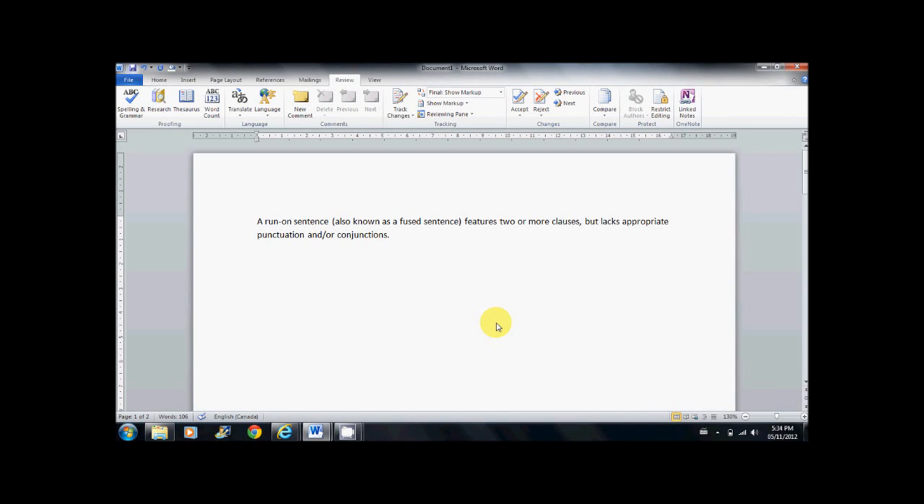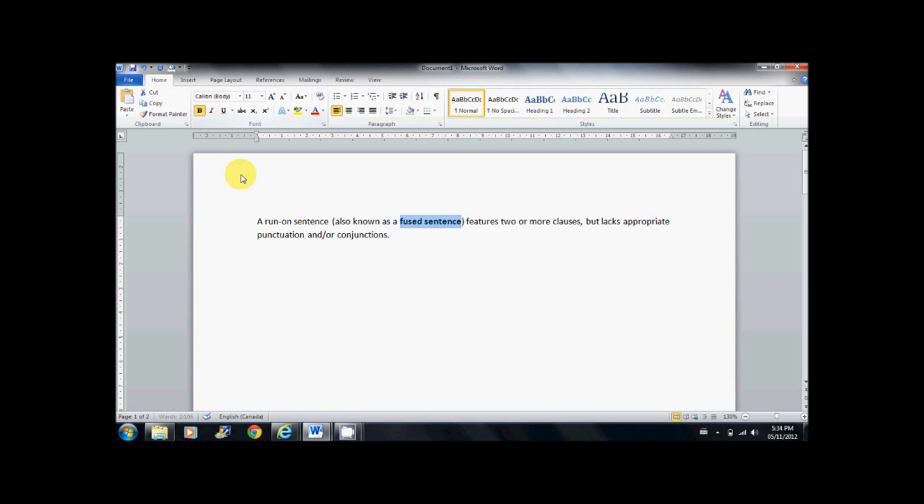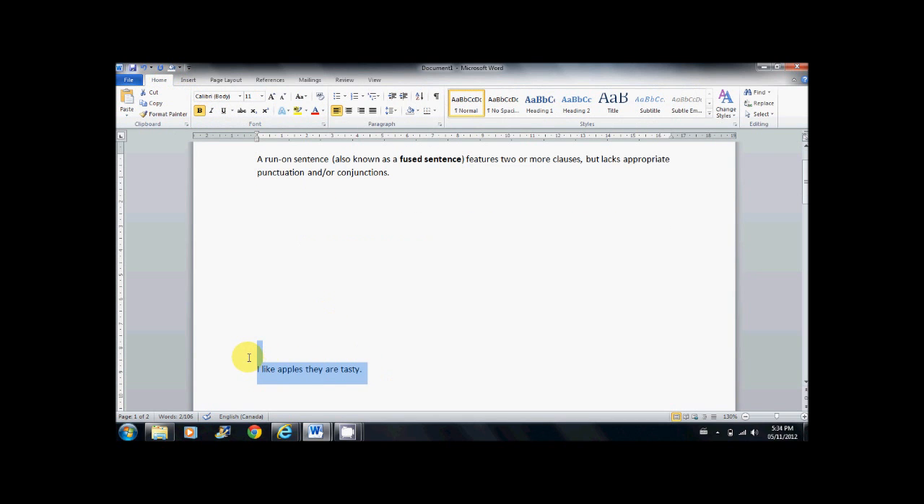So in this quick tutorial, we'll take a look at run-on sentences, also known as fused sentences. We'll look at the definition of run-on sentences, and we'll take a look at a few examples. First things first, we're going to change the terminology we're using. If you've been using the term run-on sentence up to this point, we're going to change our terminology to fused sentences.